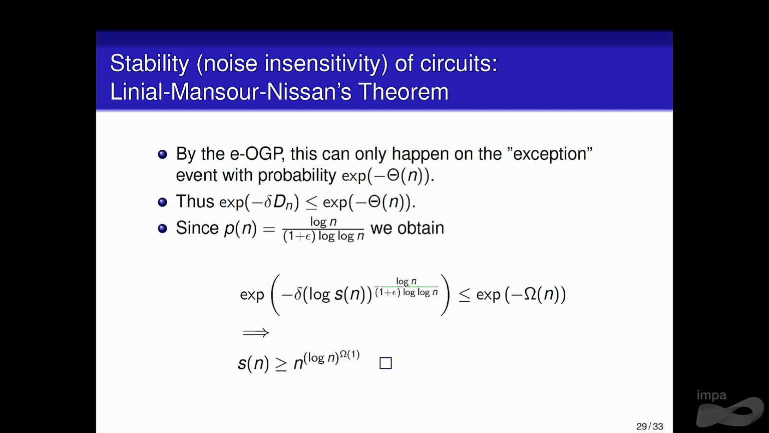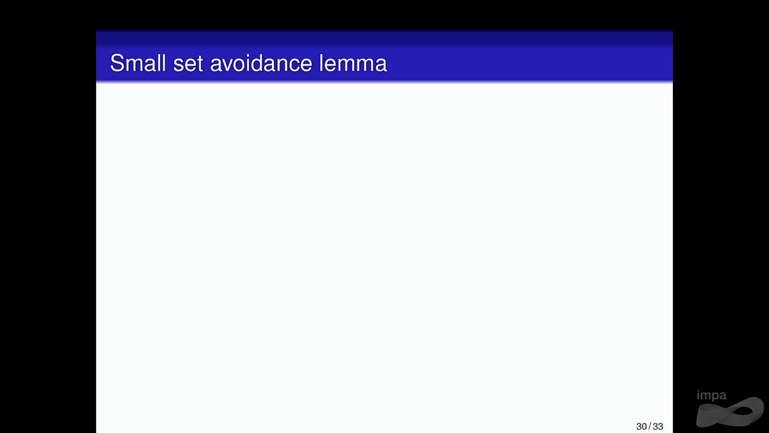So you plug in the d sub n. D sub n is log size to the depth. Depth is at most that much, so you obtain the lower bound on the size. And then by a very similar argument, if the depth is constant, you obtain an even stronger exponential bound on the size.